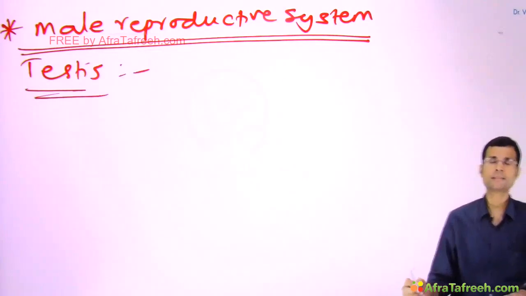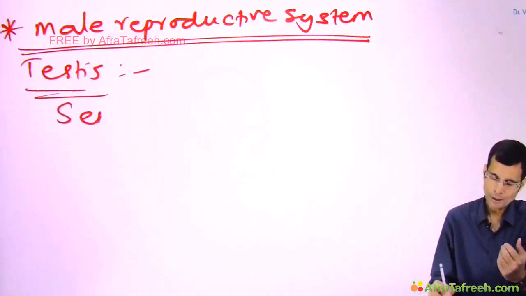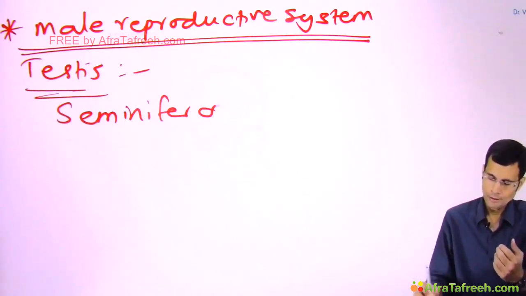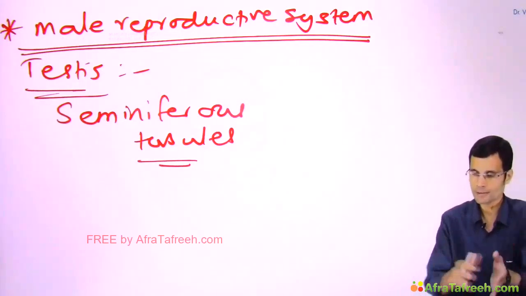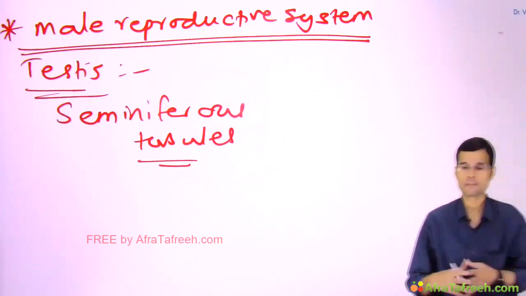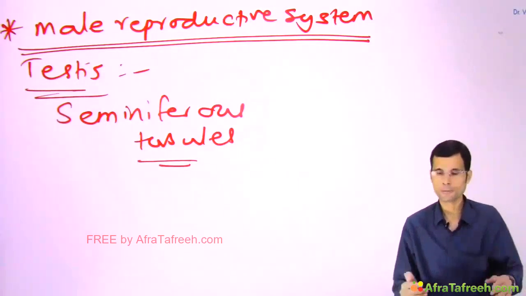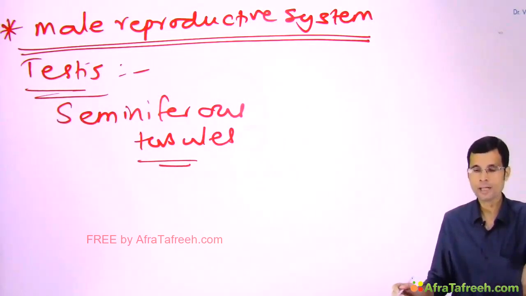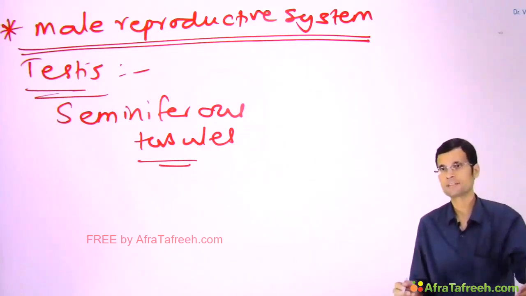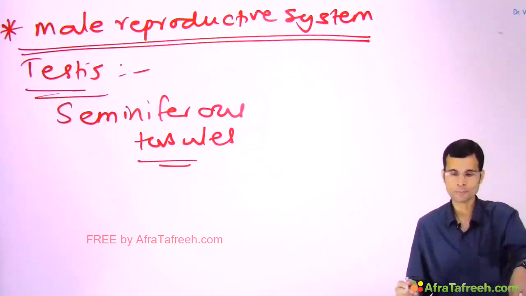Now basically, the testis has loops of convoluted seminiferous tubules. In the walls of these seminiferous tubules are the primitive germ cells, which undergo the process of spermatogenesis, formation of spermatozoa. Seminiferous tubules drain into the epididymis to the vas deferens, and in this route there would be ejaculation of sperm.